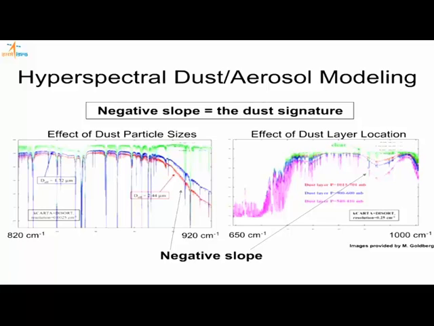But if the amount of dust or aerosol is increasing, we can see a negative slope in the spectrum, and that slope is increasing. So the slope of this spectrum in this region gives you the size of the dust particle or aerosol particle, whereas the difference between this spectrum and this spectrum, and this spectrum and this one, gives you the layer or the level of aerosol concentration, from which layer you are making measurement of dust or aerosol.